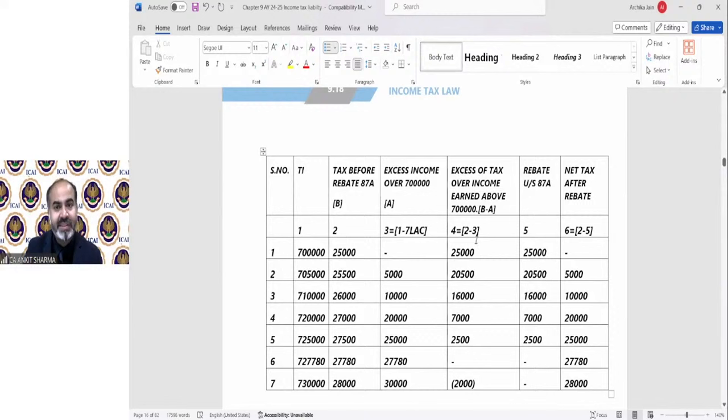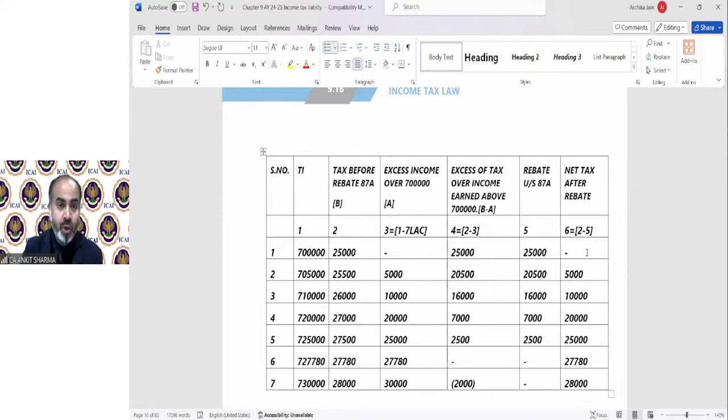Excess of tax over income. Is there any excess of tax over income? So the question says yes, 25,000. That means step number 2 minus 3, you will get step number 4. Then the rebate will be as per point number 4. So whatever your point number 4 is, that can be claimed as a rebate. And point number 6 says point number 2 minus point number 5, that will be my tax. So up to 7 lakh, there is 25,000 rupees tax value and the rebate is also 25,000. So there will be no tax liability.